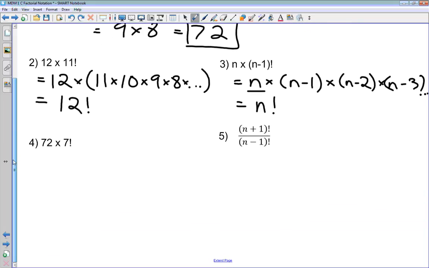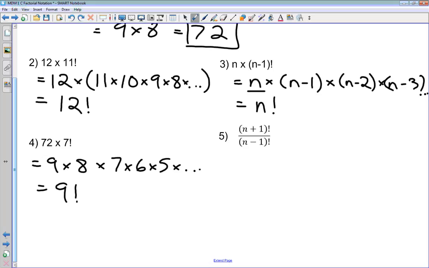We can get a little bit trickier with these things. 72 times 7 factorial. Well, think about what 72 is. It's actually 9 times 8. So we have 9 times 8 times, what's 7 factorial? 7 times 6 times 5 times, you get the idea here. So altogether this is going to be 9 factorial.